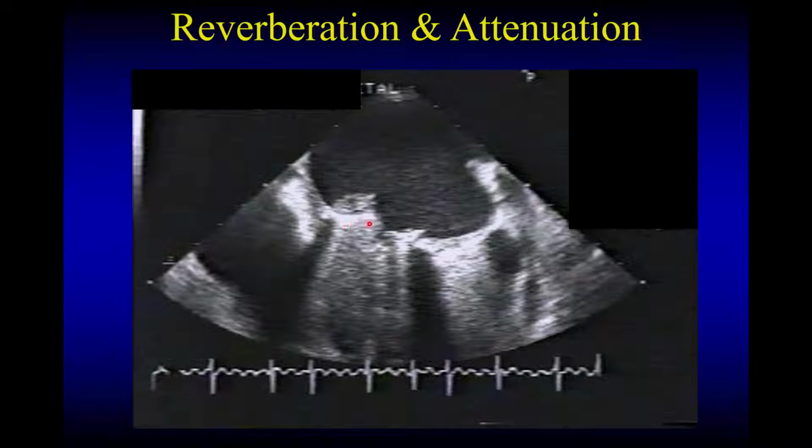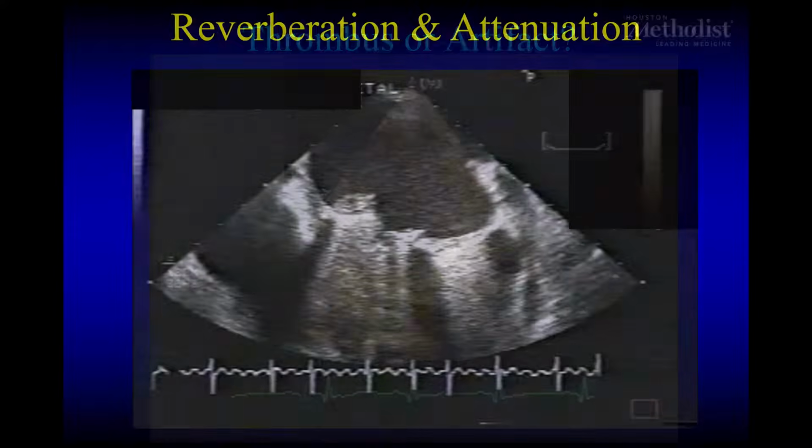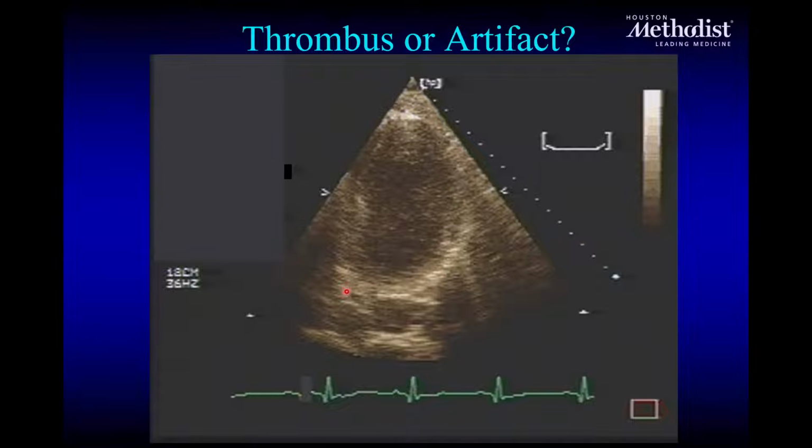Interestingly enough, there are some structures that will give you reverberations, like an oscillation, if you will. You're going to see that at times in certain normal structures or calcifications, but most often in mechanical valves, and you're going to see this. This is not shadowing, this is reverberation of the actual structure of the mechanical prosthesis.